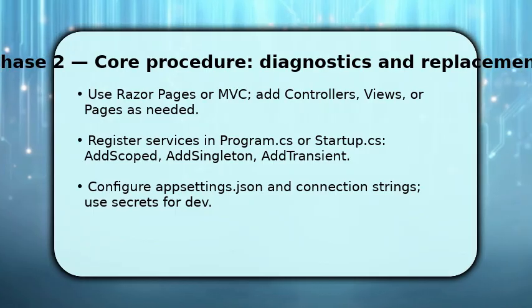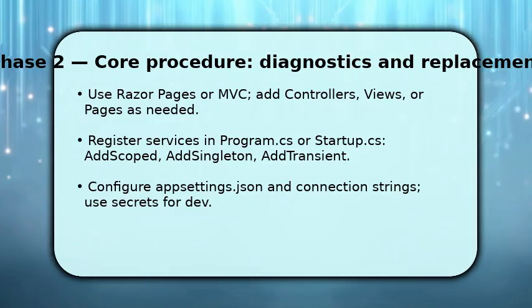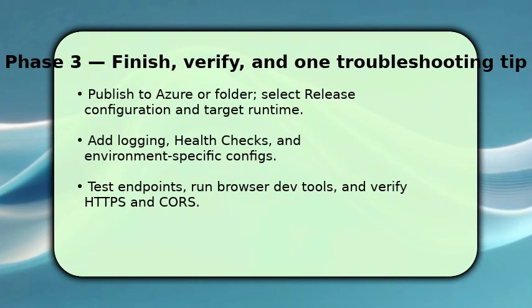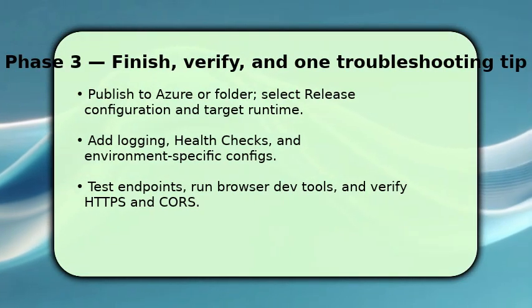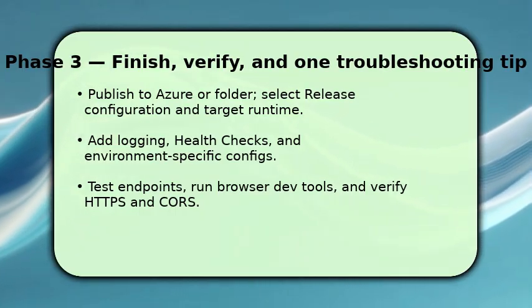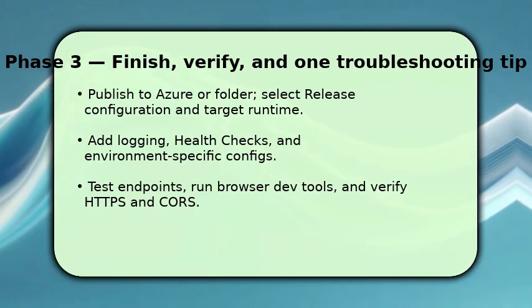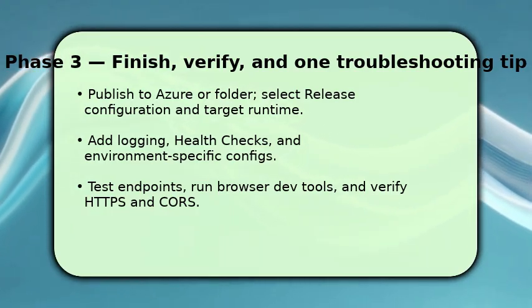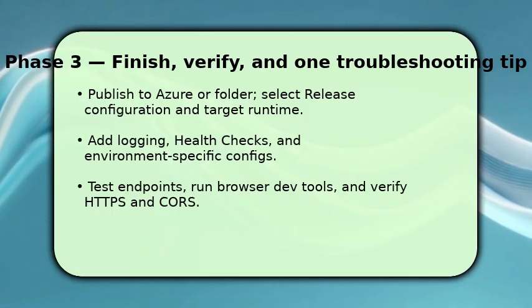To finish, switch to release, configure your publish target, Azure App Service, Docker, or a folder, and publish the build. Add logging and health checks so you can monitor runtime behavior and confirm environment-specific settings are correct. Test every endpoint with browser dev tools and Postman. Make sure HTTPS and CORS policies match your client.